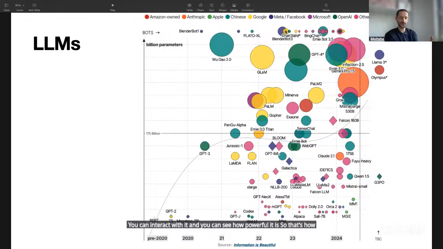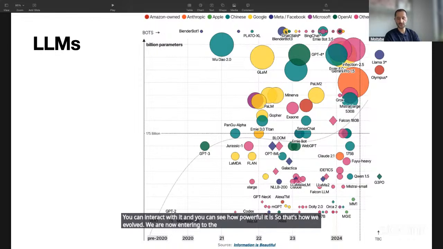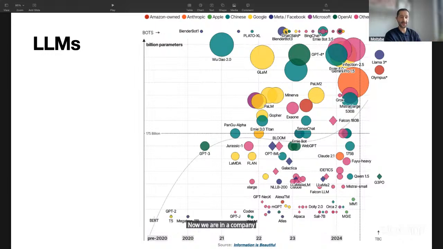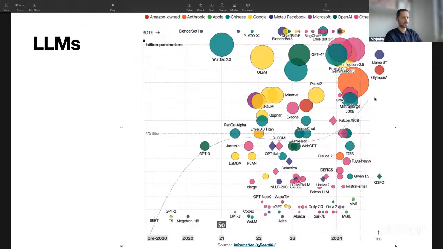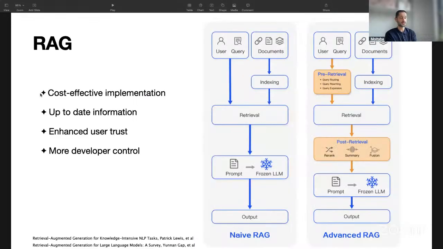We are now entering the time of large language models, and the question was how we can use them. Now we are in a company and we're going to use it in a business, so how can we get value from large language models? So what we can see in business, I believe you're familiar with RAG.